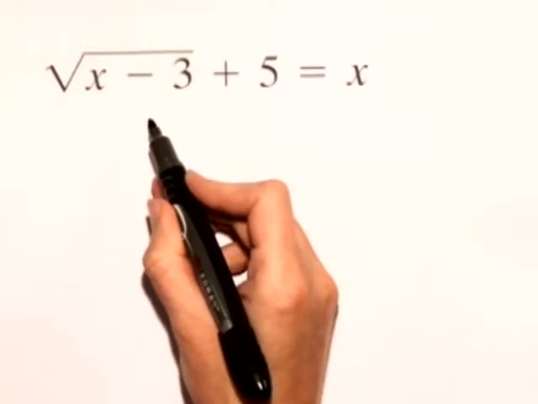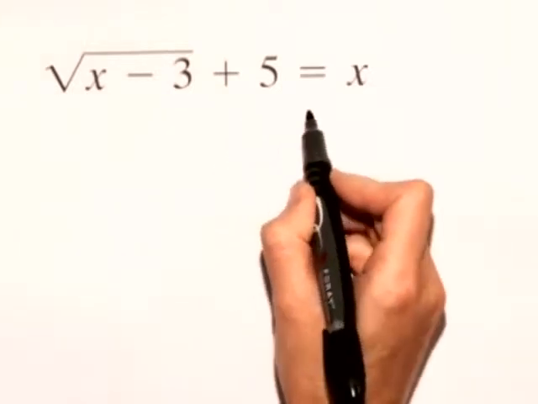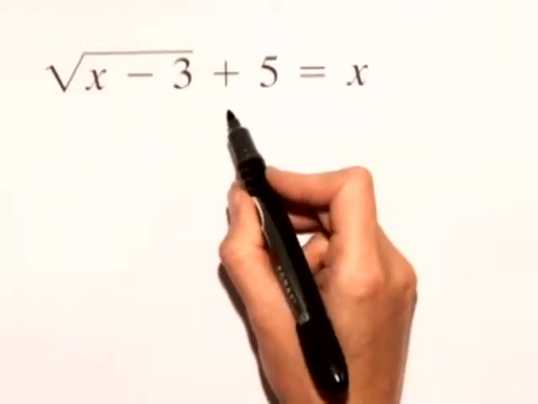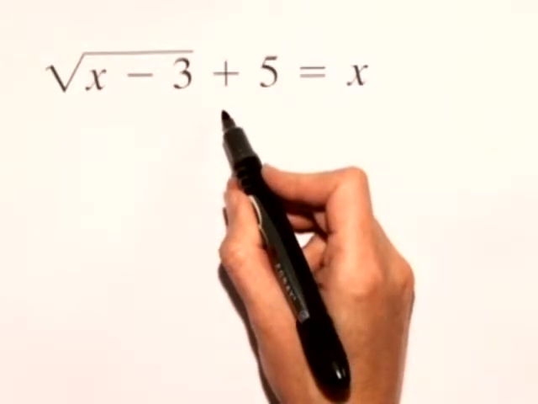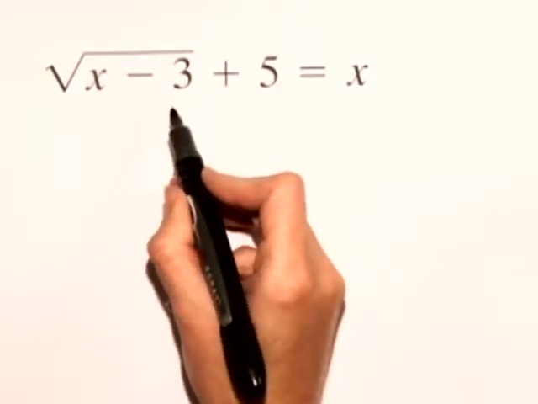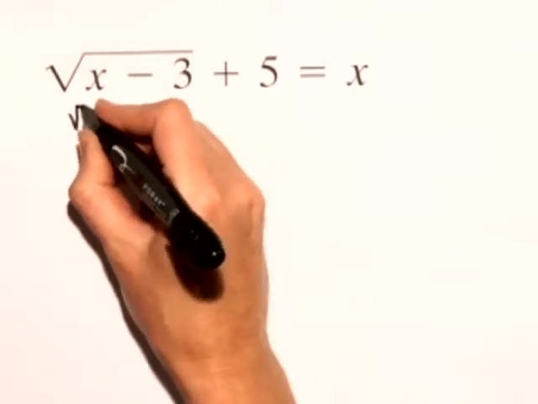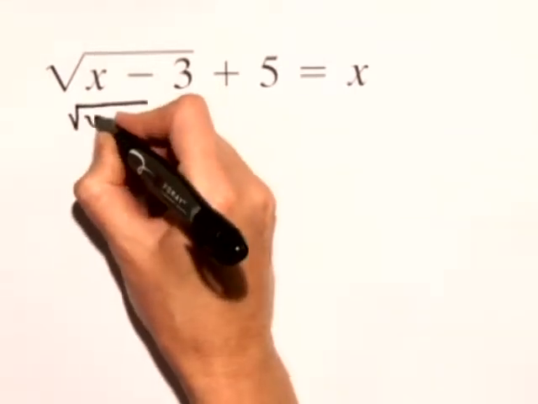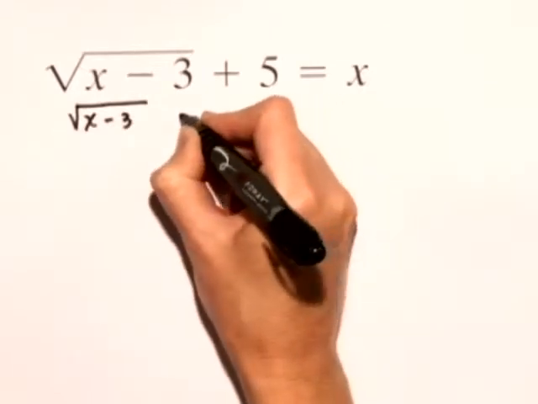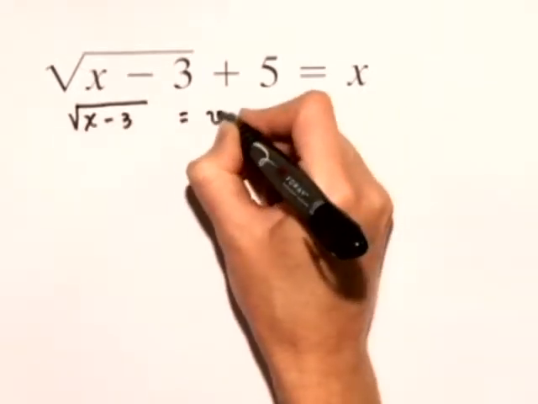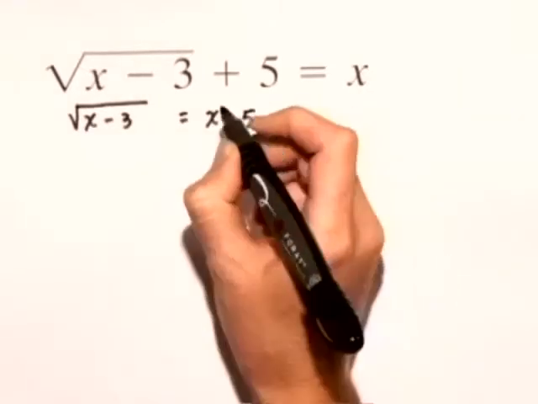For our next problem, we'll solve a radical equation. We have the square root of x minus 3 plus 5 is equal to x. The first step in solving a radical equation is to isolate the radical. So we'll subtract 5 from both sides of this equation, and we'll have the square root of x minus 3 is equal to x minus 5.